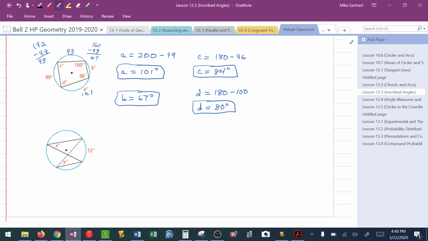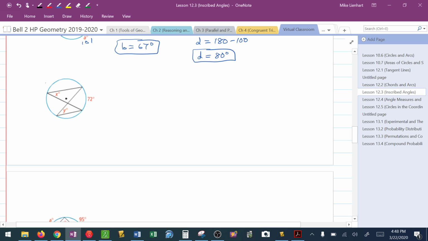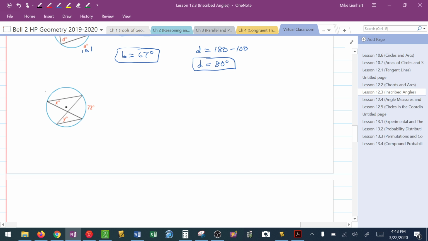All right? Go to the next example here. Oh, this one's pretty easy. I know that both X and Y are inscribed angles. I know that they share the intercepted arc, which means they have to be congruent. I know that X is going to be equal to half of 72, which means that X would be 36. And if X is 36, I'm able to conclude by that corollary that Y has to be 36 as well.